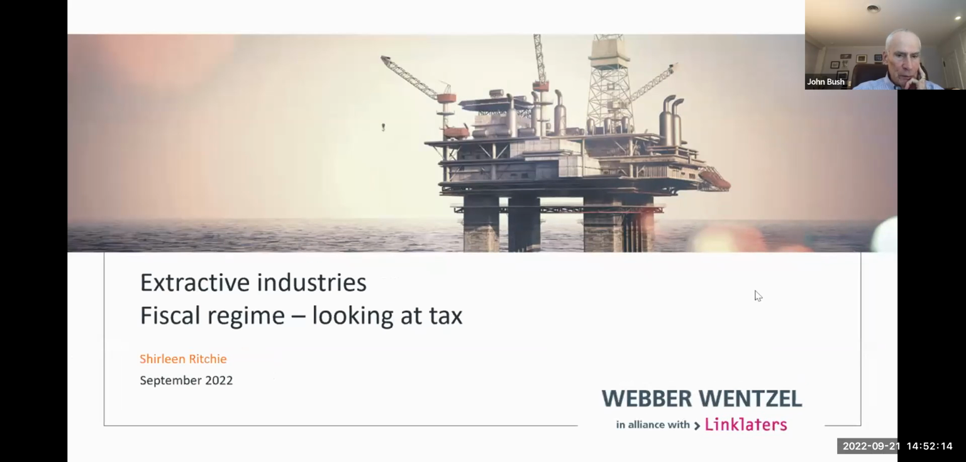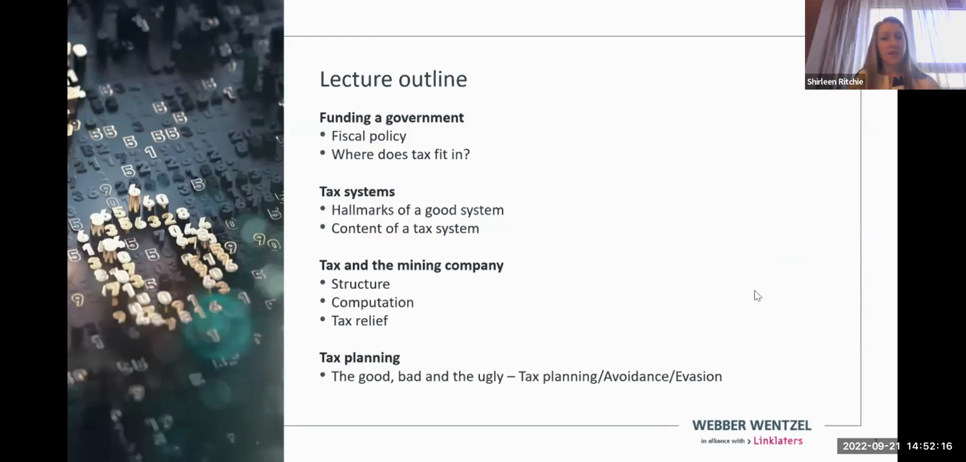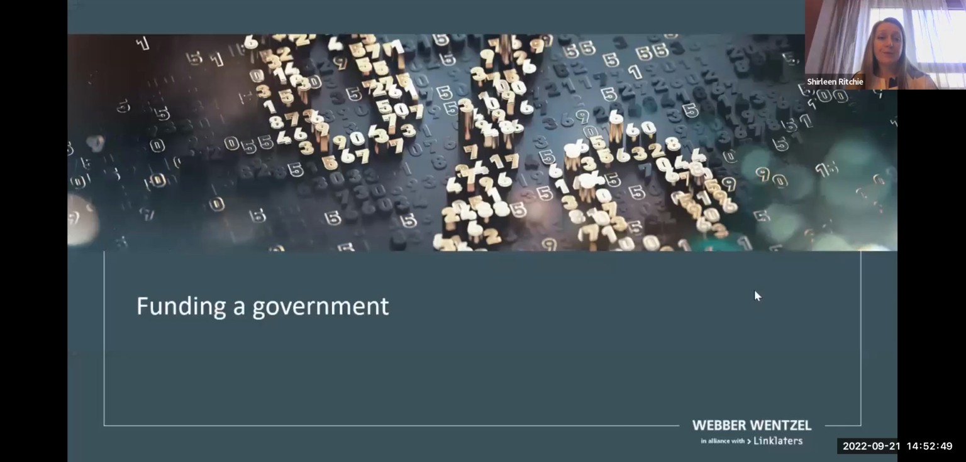Great. Perfect. Okay, so just an outline of what we'll be looking at. I think always when we're looking at tax, it's important to understand where tax fits into the whole legal system. I will be coming at tax from a more legal slant than I think John came from an accounting perspective. So let's look at why tax and accounting differ and how that fits into the tax system, and then we'll dive into tax and the mining company in the second session with the worked example.